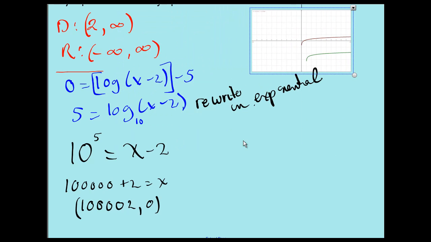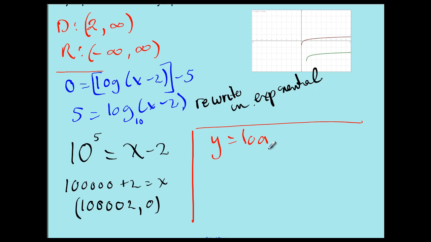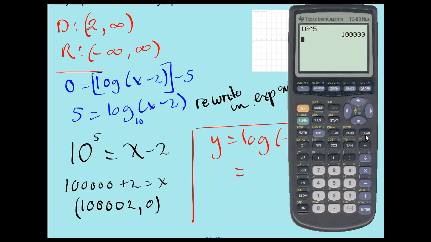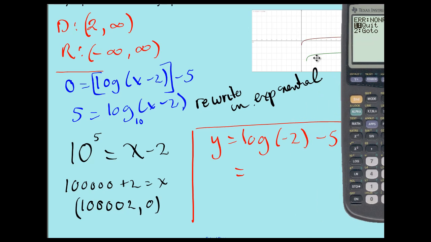The next thing it asks us to find is the y-intercept. And once again, the y-intercept is found by setting x to be 0. So y is equal to log of negative 2 minus 5. Now, some of you don't even need to plug this in your calculator because you recognize that when I take the calculator and type in log of negative 2, what's going to happen? A non-real answer.